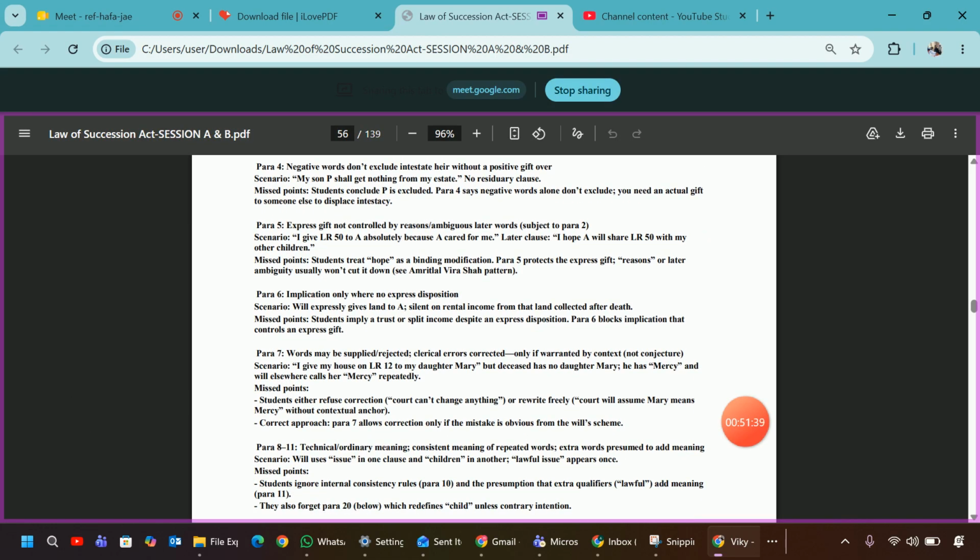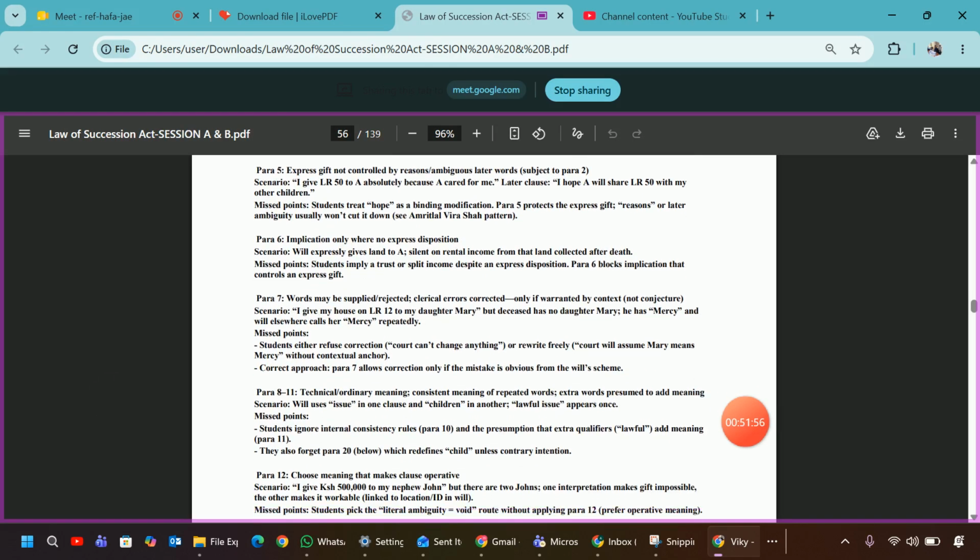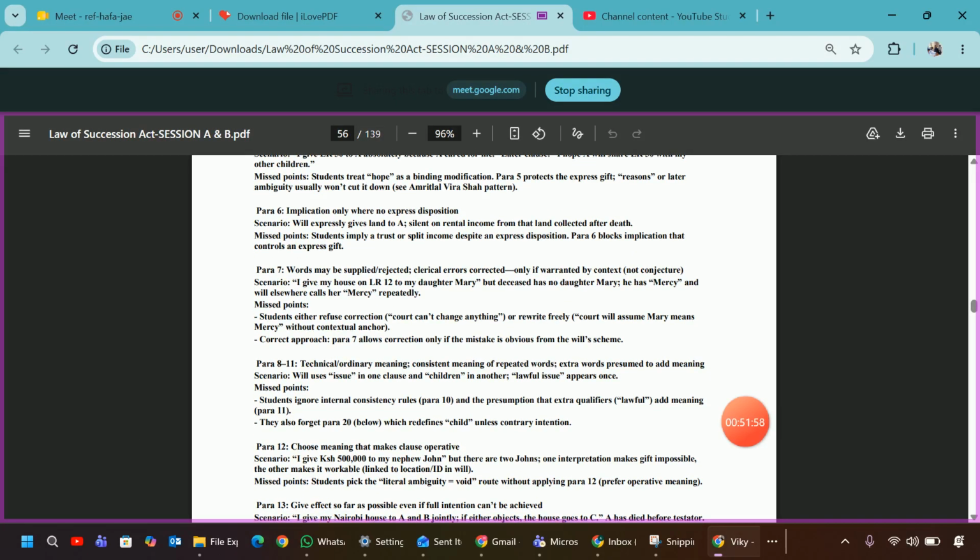A scenario is that a will expressly gives land to A. It is silent on rental income from that land accruing after death. The missed point is that students imply a trust or split income despite an express disposition. Paragraph 6 blocks implication that controls an express gift.